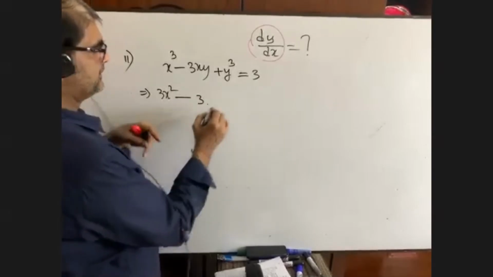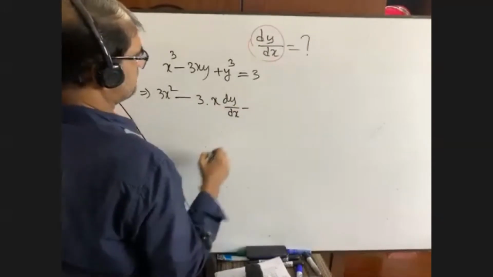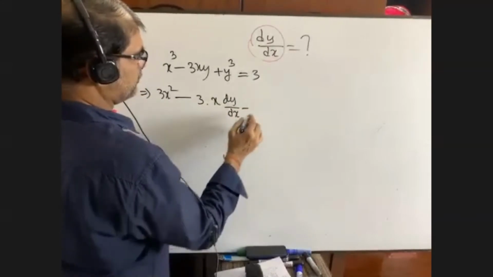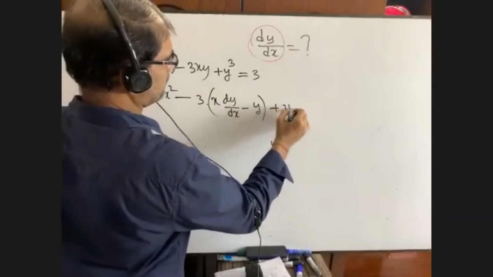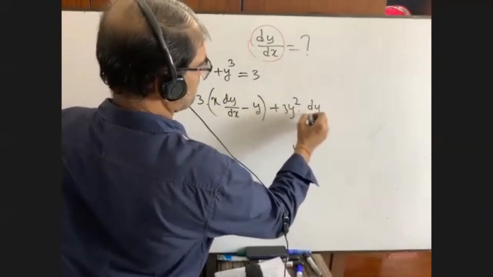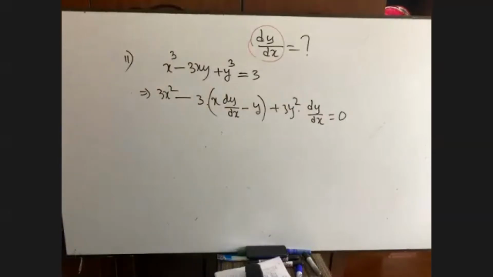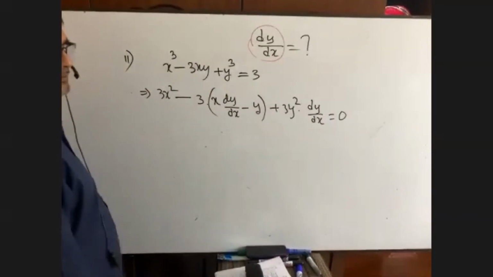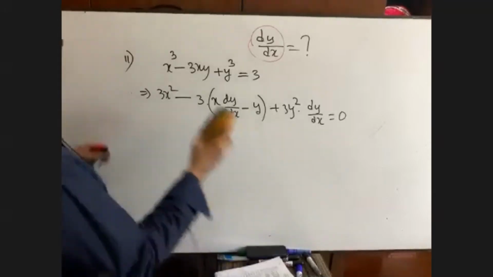Minus 3 x dy by dx minus y. Okay, will you understand if I write like this? If you don't understand, please talk to me. Sir, I did not understand, here you have to differentiate x. Okay, the differentiation of x is 1. Sir, I did not understand why you wrote x here. Okay, not a matter.